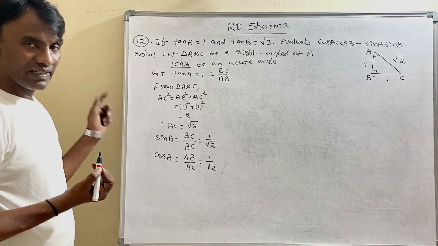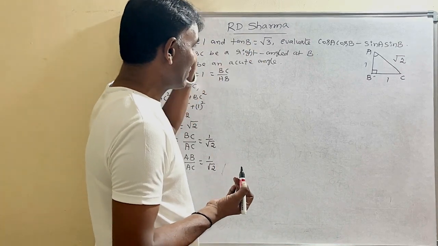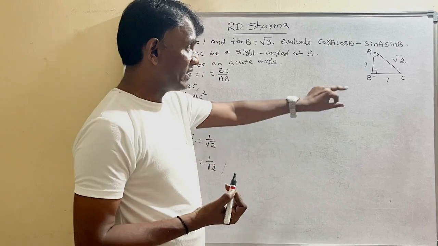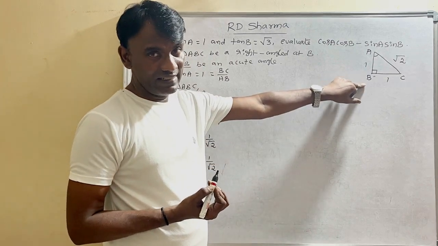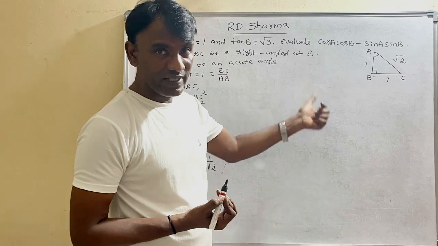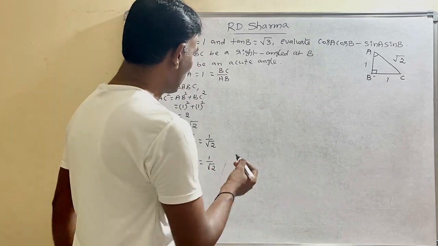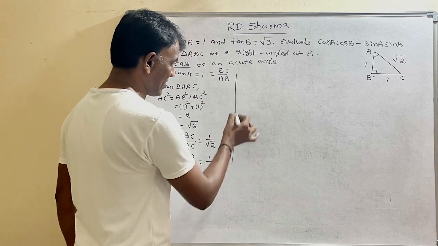So it is clear. And coming to the second one, tan B equal to root 3 is given. But actually here it is a right angle, right? So it is not possible to take the same triangle for this. Then again we draw one more triangle for that. This is the answer for the first one.